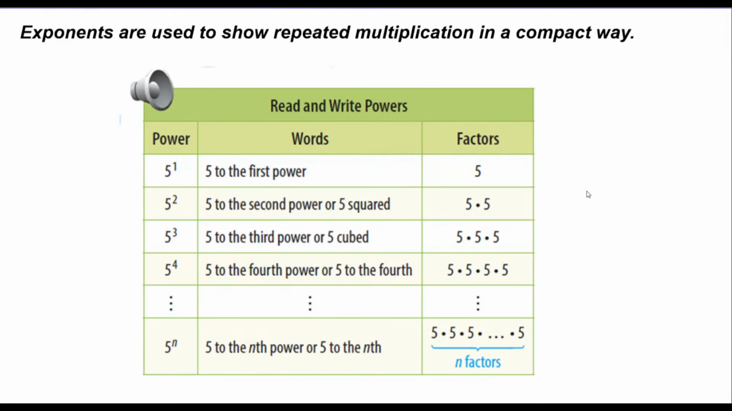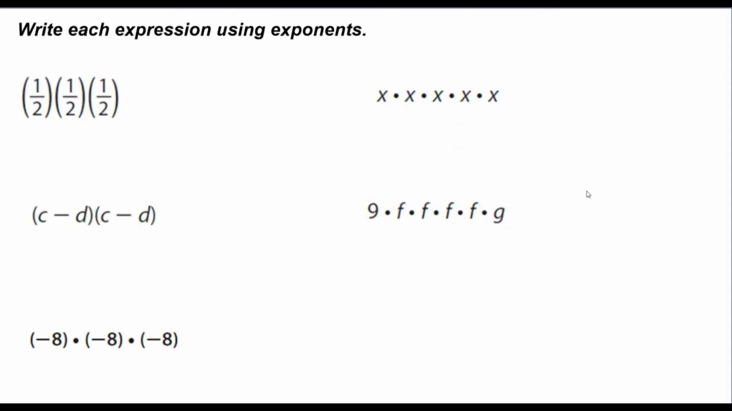And then after an exponent of 3, we pretty much say to the whatever power. So 5 to the fourth power, or sometimes shortened to just 5 to the fourth, 5 to the fifth, 5 to the sixth, 5 to the seventh, and so on and so forth, all the way up to 5 to the nth power, which means it could be any number of factors of n. So that's what exponents and powers are and how we say them and write them.